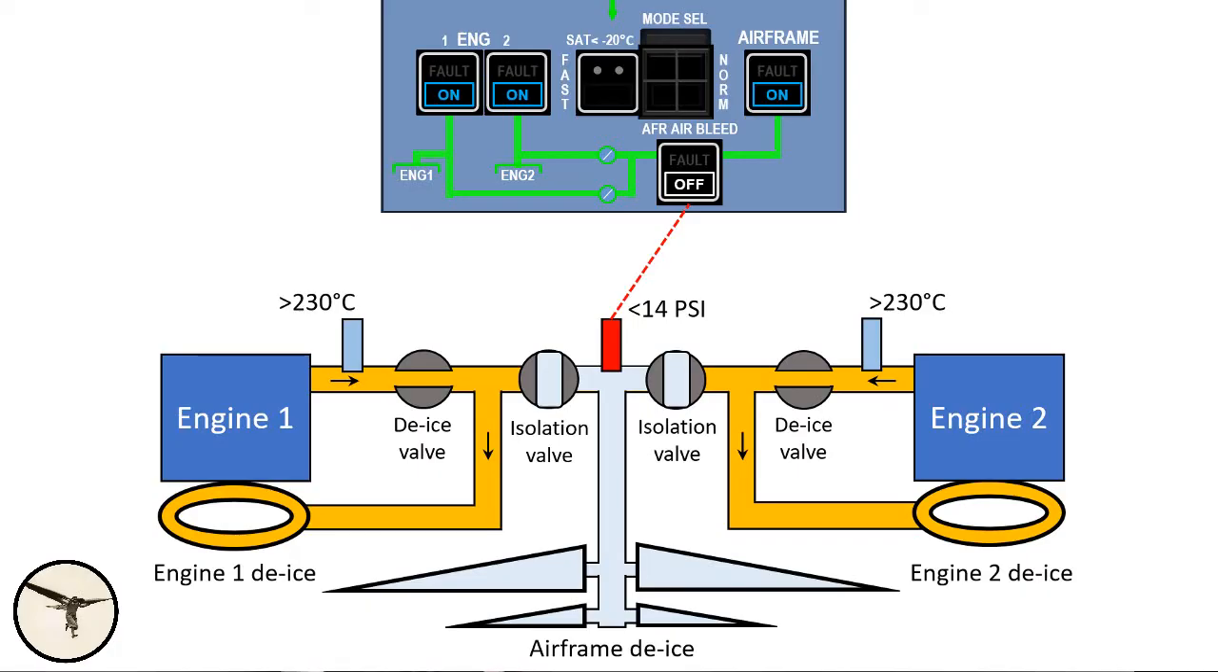If there is no engine de-ice fault light, then there is no overheat, and the fault alert is caused by loss of pressure. The airframe de-ice push button is then selected off, and the airframe air bleed push button is left in the off position. Always read your checklist carefully.